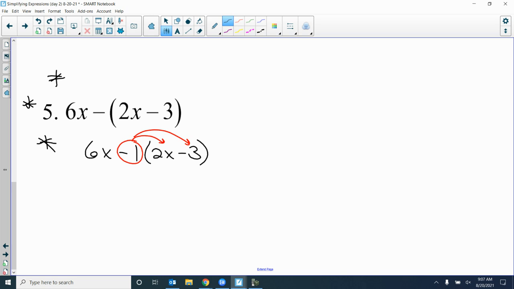And now that's going to give me, the 6x isn't affected yet. -1 times 2x is a negative times a positive. It's going to be a minus 2x. Now you've got to think of this as a -3. What's -1 times -3? Positive 3. +3. So now this is going to be a +3. Okay. Now what's 6x minus 2x? Mason? 4x. Those are our only two like terms. It'll be a positive 4x. It'll be +3.